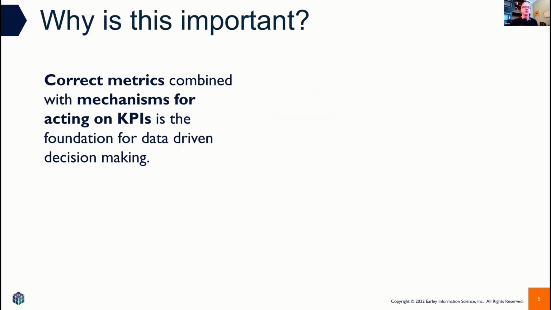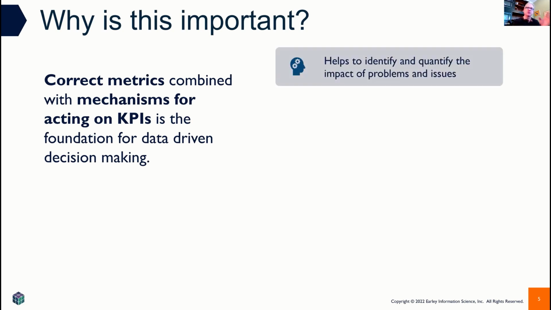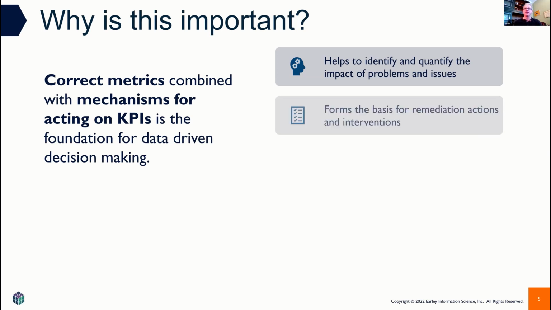A lot of organizations say they want to be data-driven, but they don't necessarily have the pieces in place for that. So building the correct metrics and having mechanisms to act on those metrics is critical. We can identify and quantify the impact of problems. That's what we want to do. We want to show that whatever issue we have is impacting some metric, some operational piece. And being able to describe it in data terms is what's going to get people's attention.